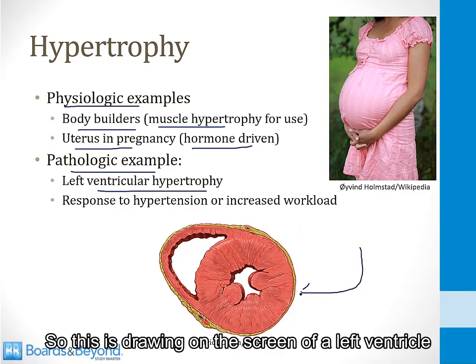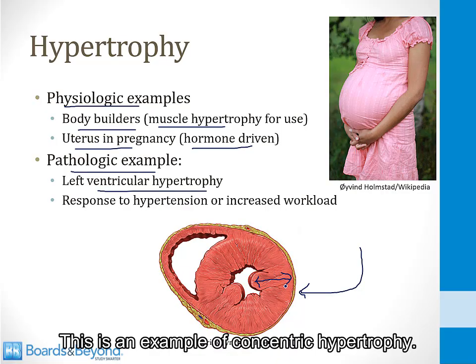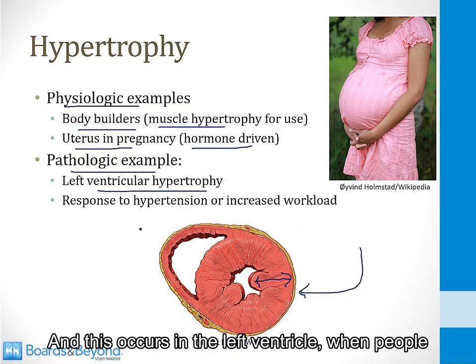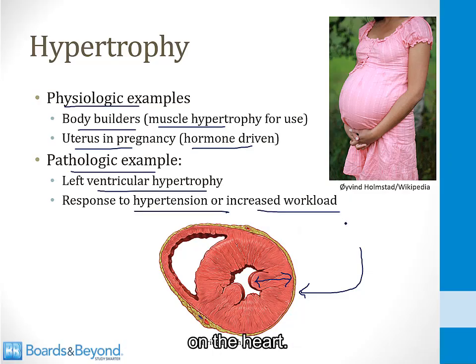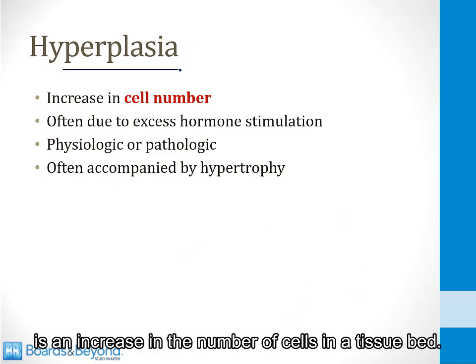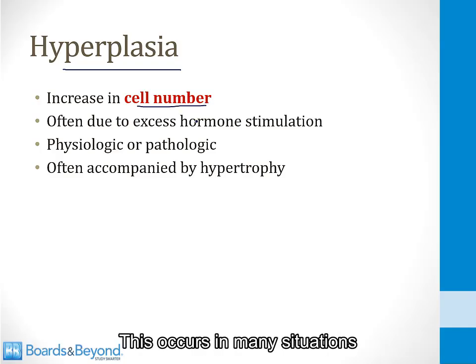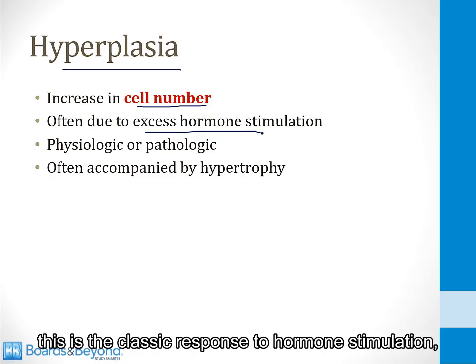So this is a drawing on the screen of a left ventricle that has very thick walls. This is an example of concentric hypertrophy. And this occurs in the left ventricle when people have hypertension or there's an increased workload on the heart. The next cellular adaptation is hyperplasia, which, as I told you before, is an increase in the number of cells in a tissue bed. This occurs in many situations when there's excess hormone stimulation. This is the classic response to hormone stimulation.